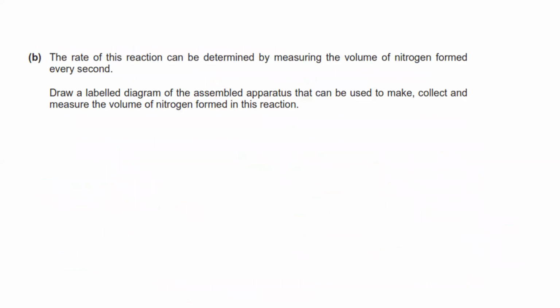Next, part B says the rate of reaction can be determined by measuring the volume of nitrogen formed every second. Draw a labelled diagram of the assembled apparatus that can be used to make and measure the volume of nitrogen in this reaction. So again, we are basically reacting an acid and a base. You can take a flask, and in this flask you can have the limiting reactant, which is sodium nitrite.